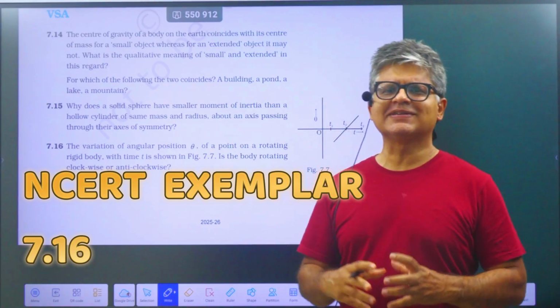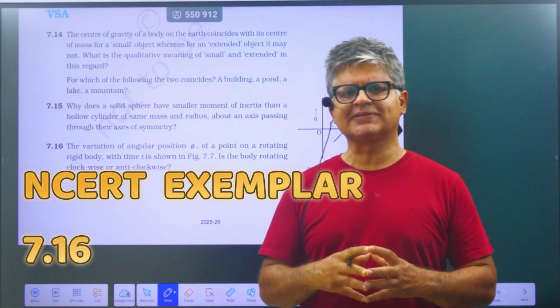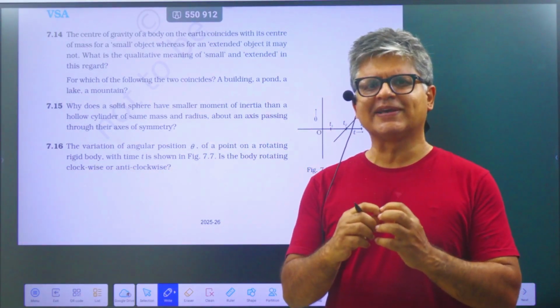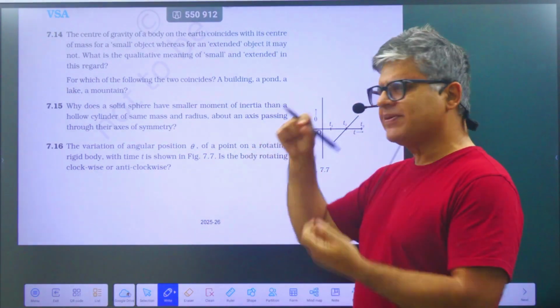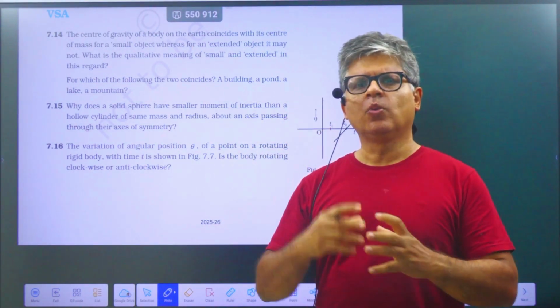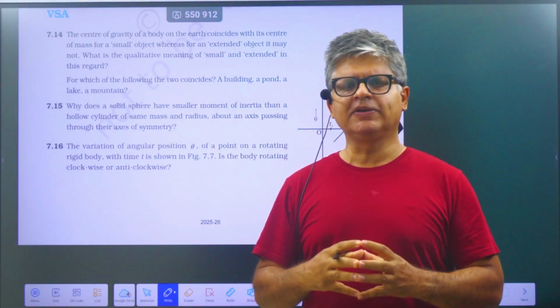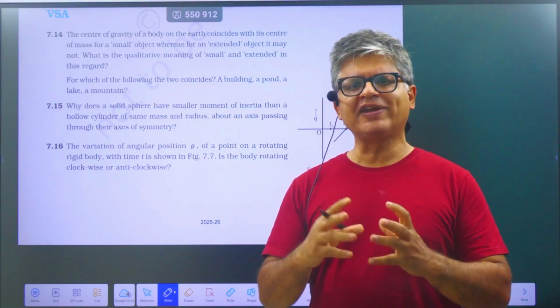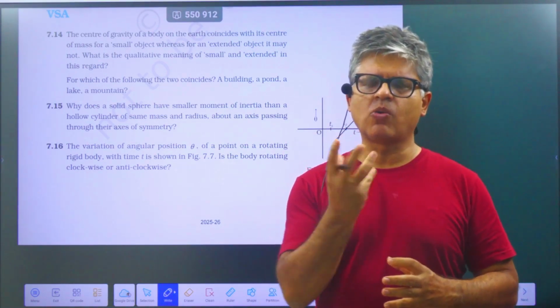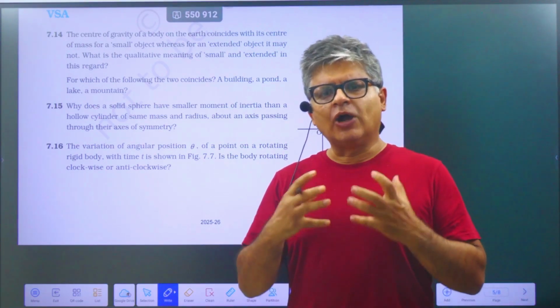So students, we will discuss this question number 7.16. Question 7.16 says that there is a point on a rigid body which is rotating, but we have to find out in which direction it is rotating, clockwise or anti-clockwise. And how do we find that?